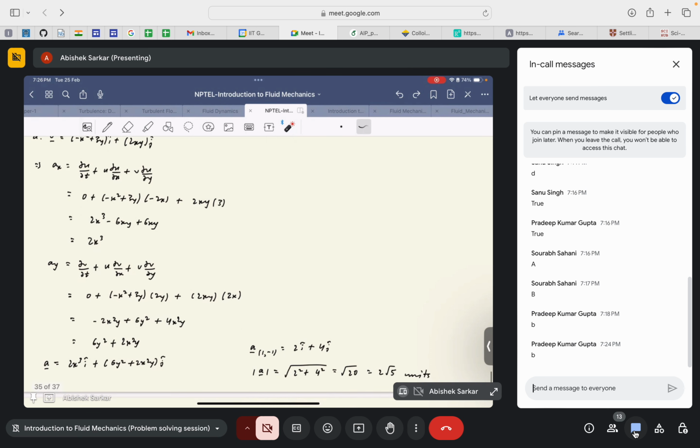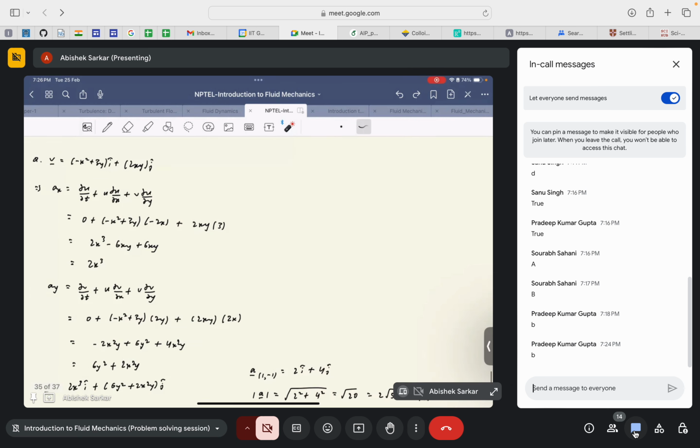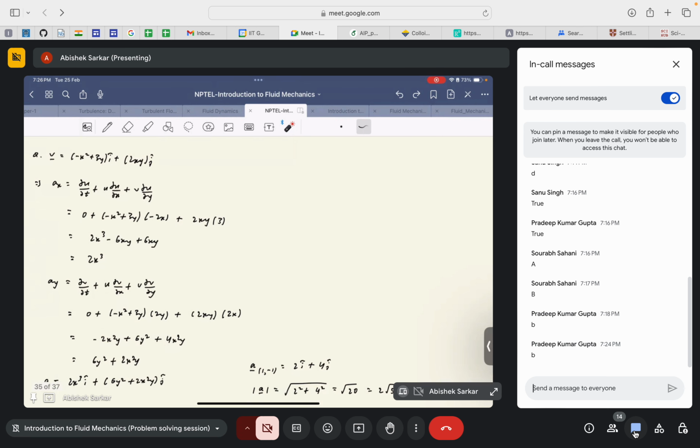So u is minus x square plus 3y, dou u by dou x would be minus 2x, v is 2xy, dou u by dou y is 3. Okay, so once you do the summation, you will get something like 2x cube minus 6xy plus 6xy. So these two will cancel out, so the ax component would be 2x cube.